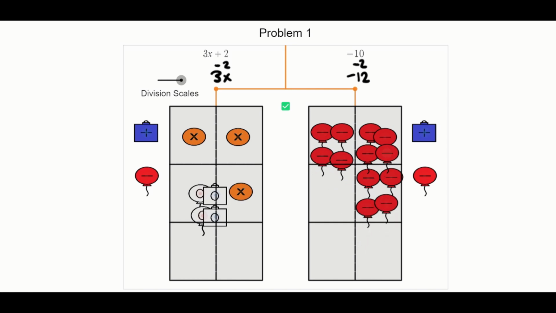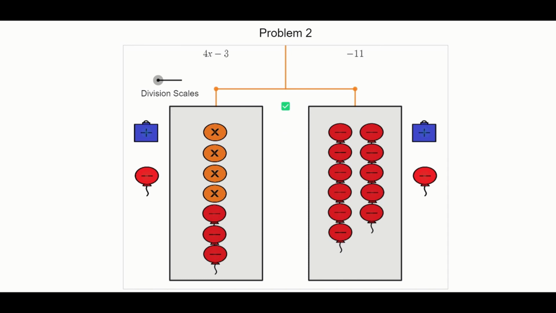So, mathematically, on the left side, we divided this into 3 groups to get a single x in one section. And on the right side, we took these 12 negatives and we divided them into 3 groups. And we see that in one section, we have negative 4. So know that one of these x's weighs the same as negative 4, or x equals negative 4.